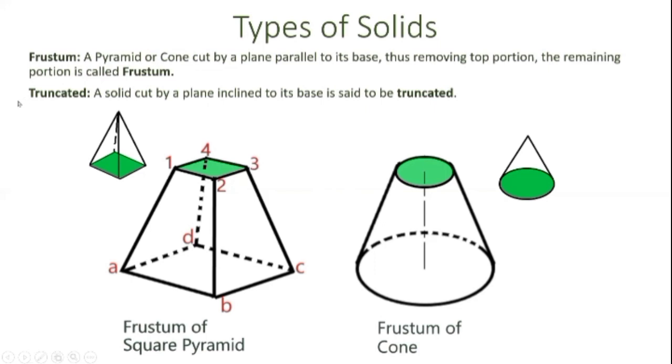Next is truncated: a solid cut by a plane inclined to its base. Similarly, if we cut these two solids, for a frustum we cut parallel to the base, but for a truncated solid we need to cut inclined to the base. The remaining portion will be truncated.